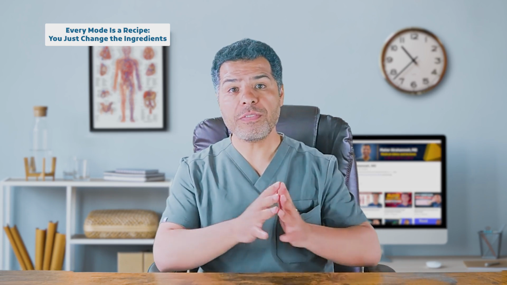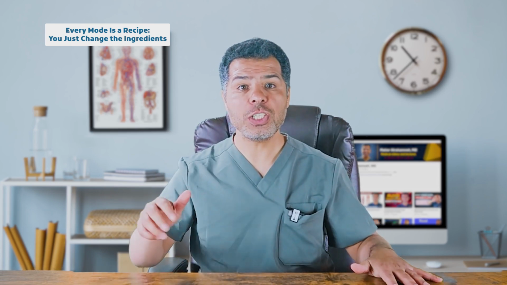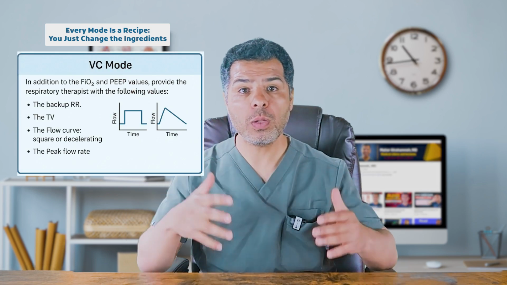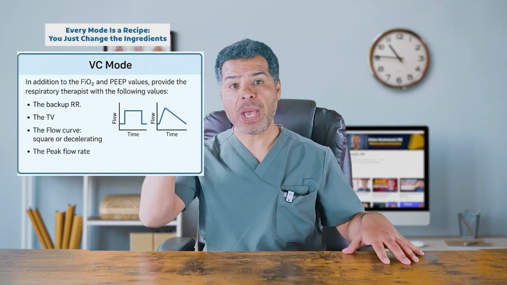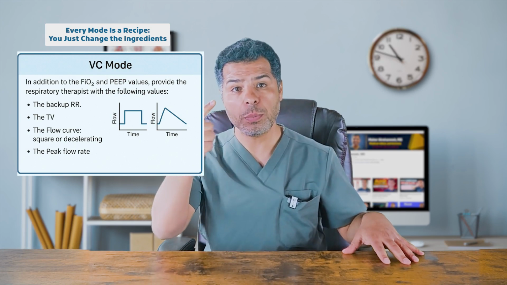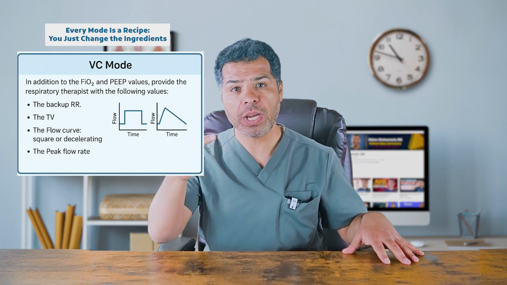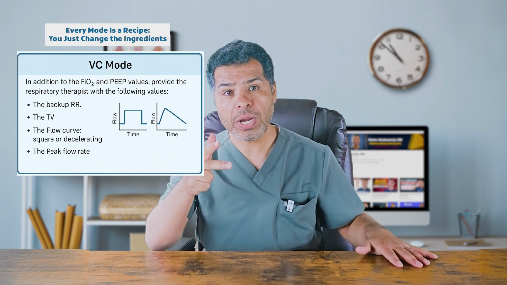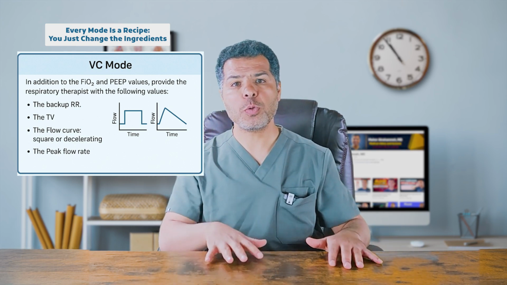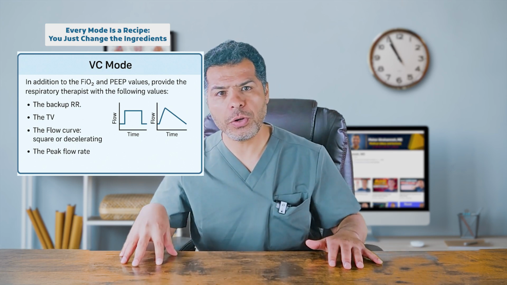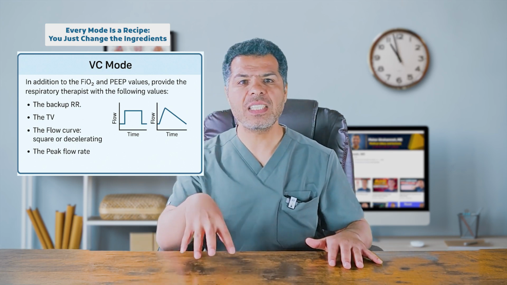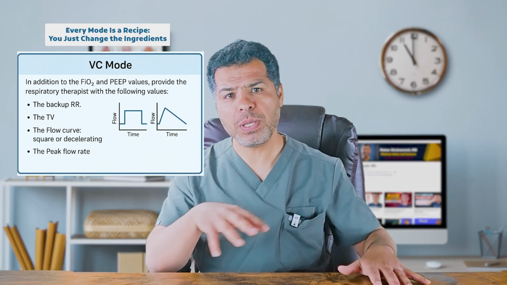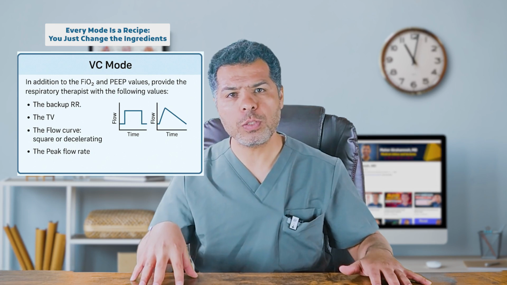So when ordering VC or volume control mode, in addition to providing FiO2 and PEEP values, we need to provide the following to the respiratory therapist: the backup respiratory rate, the preset tidal volume, the flow curve, square or decelerating, and the peak flow rate. I always go with decelerating, and in most cases, the respiratory therapist will by default pick a decelerating ramp flow curve and set the peak flow rate by themselves. A reasonable starting peak flow rate is between 40 to 60 liters per minute.